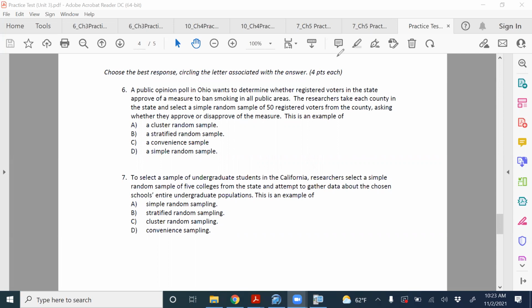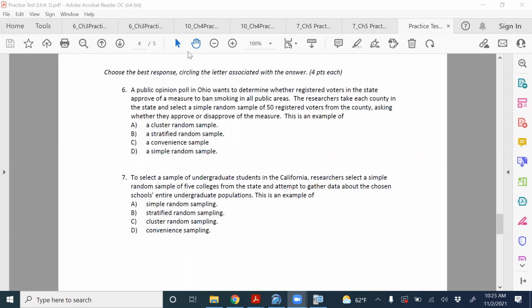Cluster. We know there's more than 5 colleges in the state of California, right? We have almost 30 or 40 Cal States, maybe more, I can't remember. We have a dozen or so, or I think 10 UCs, right? We have a bunch of private schools. So for me to sample all those schools would be really hard. So a cluster is like a scaled down version of the whole population. That's the best way to think about it. So this is an example of cluster random sampling.